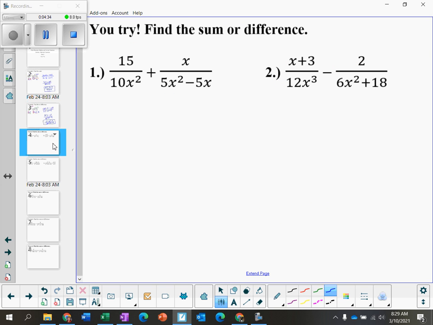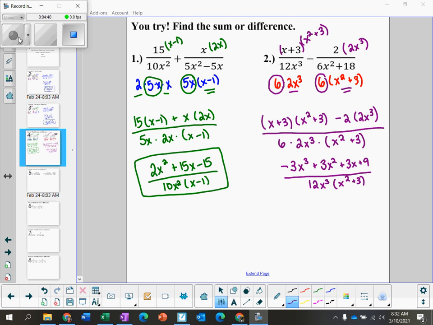So you guys try these two, pause it, and I will show the answers. All right, so for number 1, the denominator factored to 2 times 5x times x. The second denominator to 5x times x minus 1, so they had 5x in common. So the first fraction got multiplied by the x minus 1, the second by the 2x.